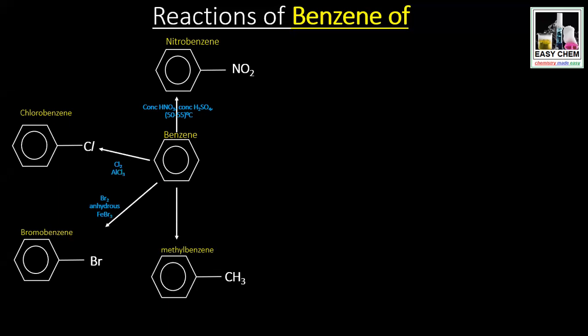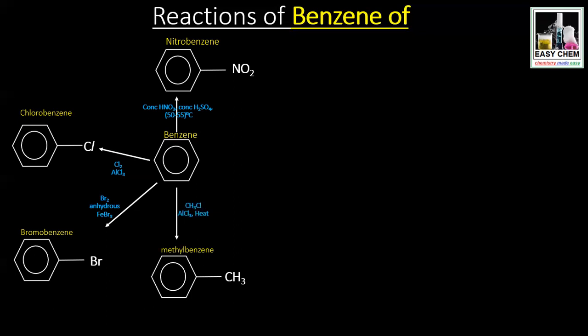And afterwards, there's another reaction, which is methylbenzene. See, in methylbenzene, what has happened is an alkyl group has been attached to the benzene ring. Not only CH3 group, we can attach any alkyl group, maybe CH2CH3, maybe CH2CH2CH3. Likewise, any group can be attached. And this addition of CH3 or any alkyl group, we call it a Friedel-Crafts type of reaction. For that, the reagent we are using is CH3Cl.